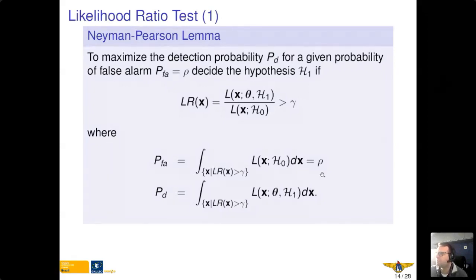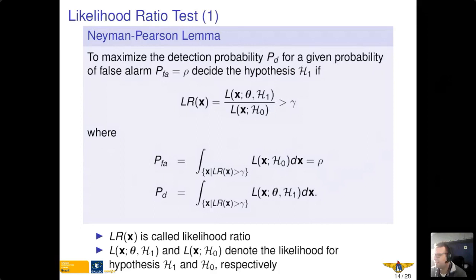What we have to give for the design is the probability of false alarm. This is the given value. For a given rho, we can find the value gamma based on this integral, and then we can also calculate the probability of detection based on the likelihood ratio. This is called the likelihood ratio, and I just put this here to be complete.